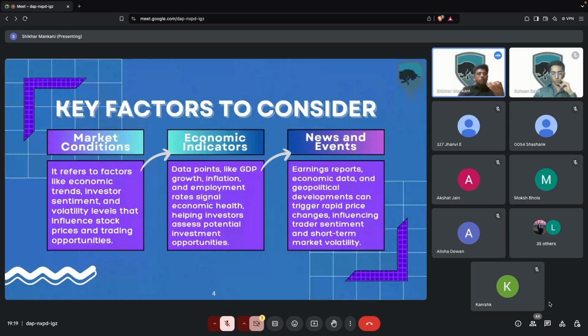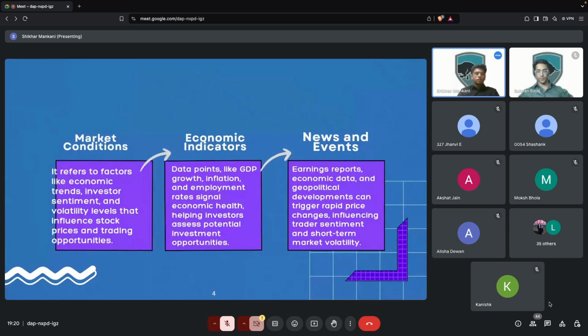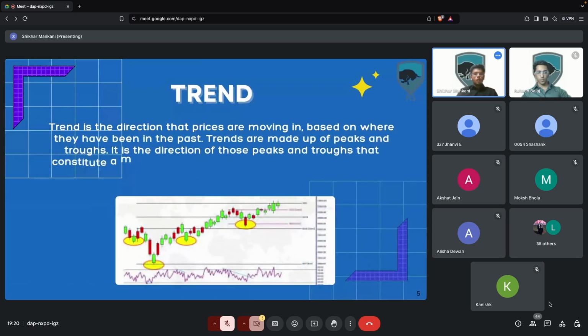Even the Israel war, the Ukraine war, weren't related to our country, but still it was bad news and a bad event that affected the market sentiments and the investor sentiments, which basically affect the price and the markets. Earnings reports, economic data, and geopolitical developments can be considered as news and events. They trigger rapid price changes, influencing trader sentiment and short-term market volatility. Okay, these were the external factors to consider, I'd say.